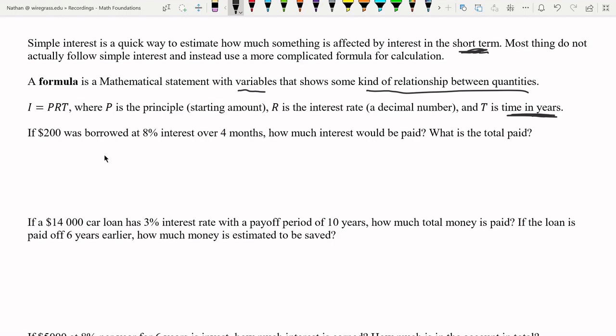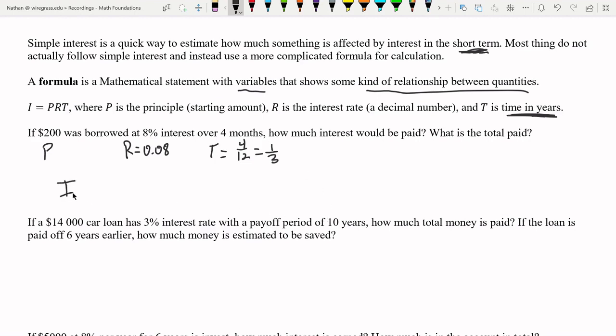So if $200 was borrowed at 8% interest over 4 months, how much interest would be paid? And what is the total paid? So this is our principal, how much we borrow. This is our interest rate of 0.08. And our time is not 4, right? This is 4 months. Time is in years. In other words, time is going to be 4 over 12, it's 12 months in a year, or 1/3.